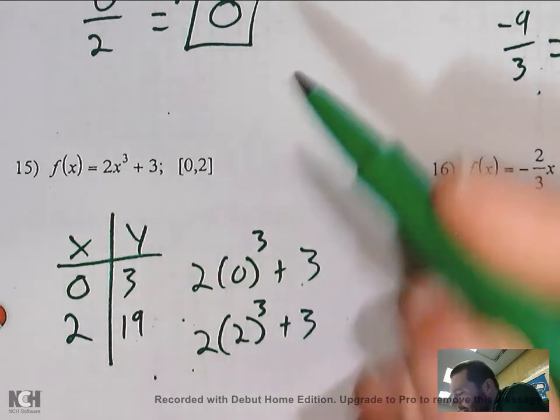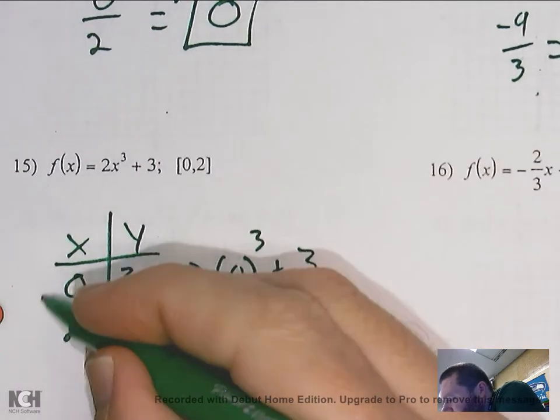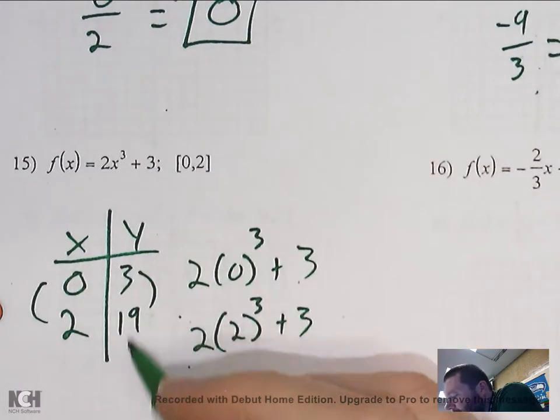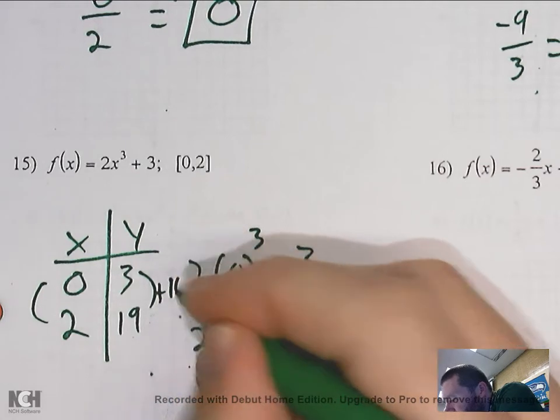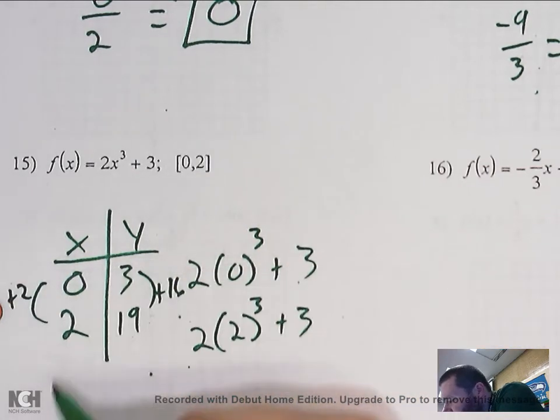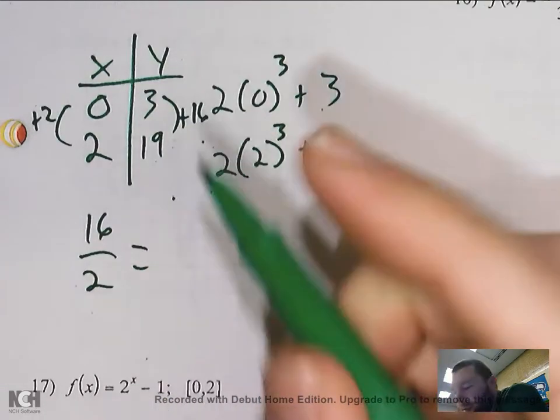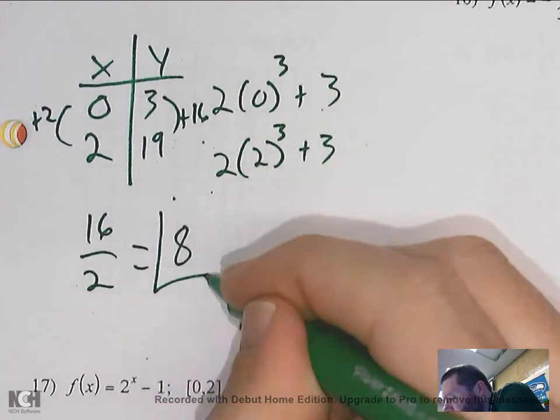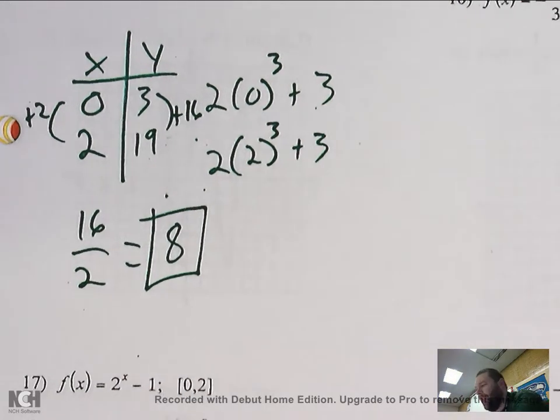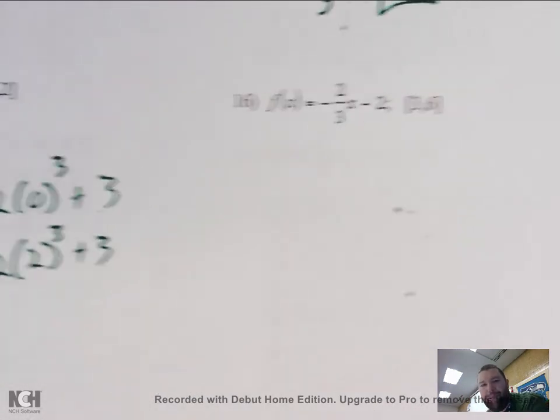Okay. Now I do my change in y over my change in x. So 3 to 19 would be adding 16. 0 to 2 would be adding 2. So it would be 16 over 2, or simplified, that would be 8 over 1, or 8. Okay? Not too bad, right?